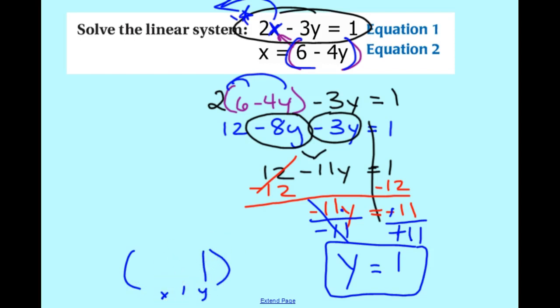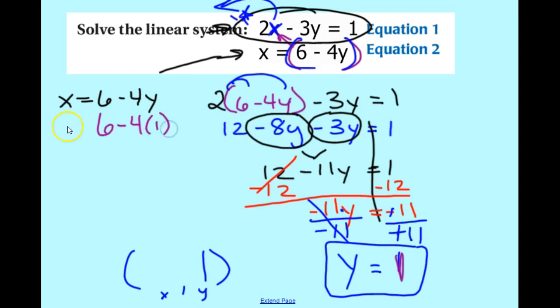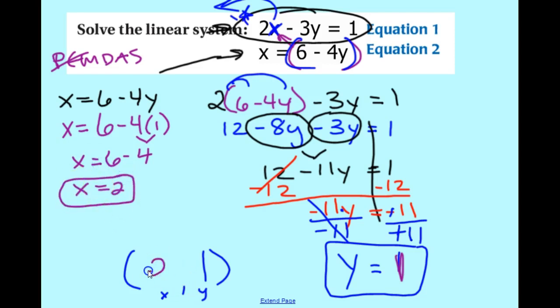y is 1. So you can plug this back into either equation. I just like the first one because it's a little bit easier. The letter x is all by itself, and that's what we're trying to find. So I just wrote the equation out, and we know y is a 1. So 6 minus 4 times 1. Some of you are going to want to do 6 minus 4 first. No. Order of operations, we have to do multiplication and division first. So 4 times 1 is just 4. So 6 minus 4 now is 2. So x is 2.